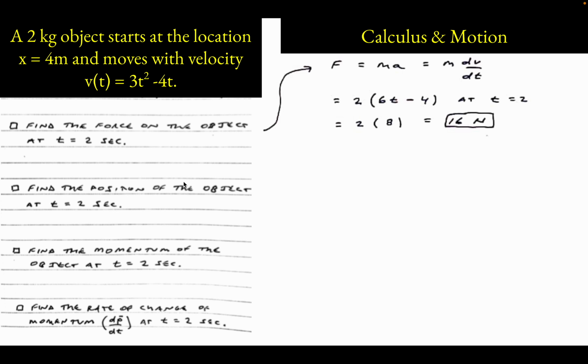Then we're supposed to find the position at t equals 2 seconds. The key here is don't use some formula for delta x just because it says position. You can't use constant acceleration kinematics here. You do not have a constant acceleration, so you're going to have to use calculus to make your own kinematic equation.